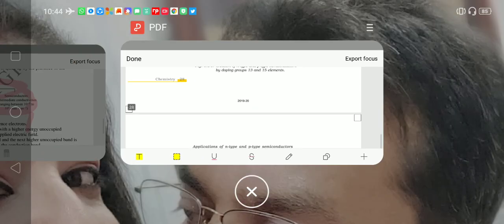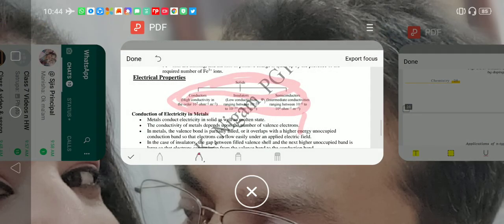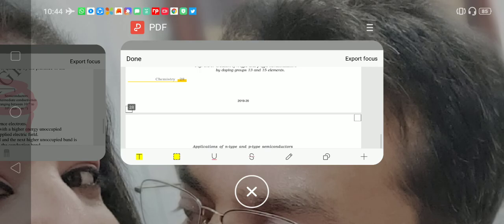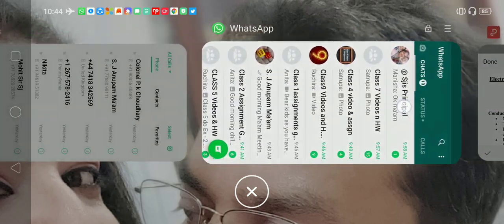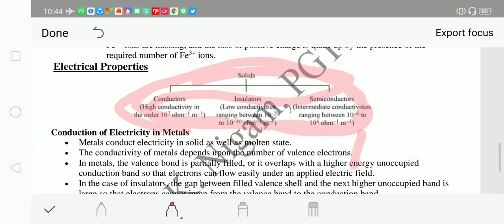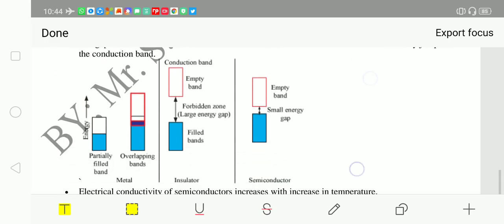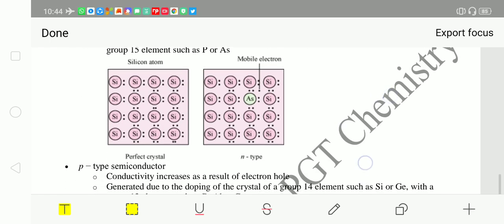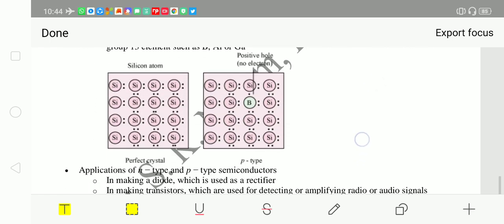And it is also mentioned in my notes. Clear? So in my notes also all these points are here: n type semiconductor, p type semiconductor, with the diagram also representing here.